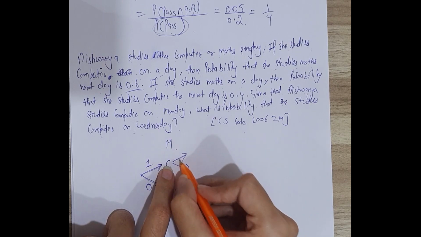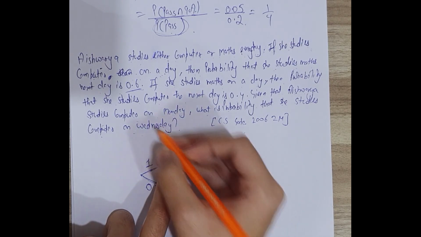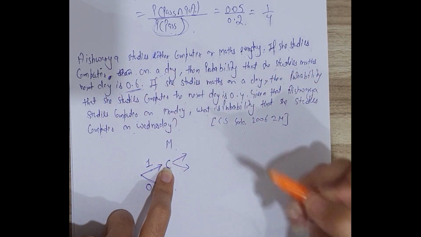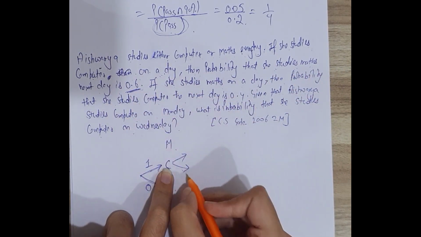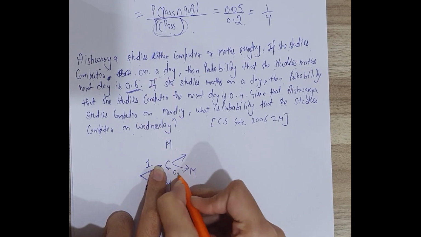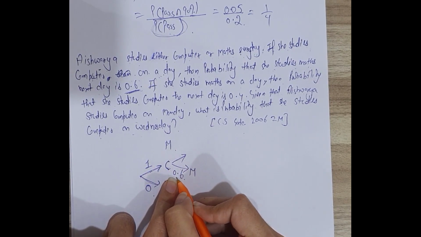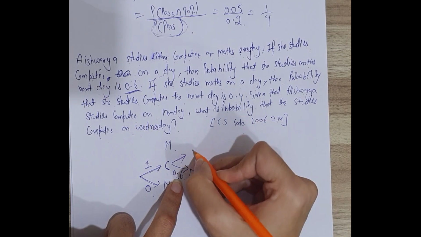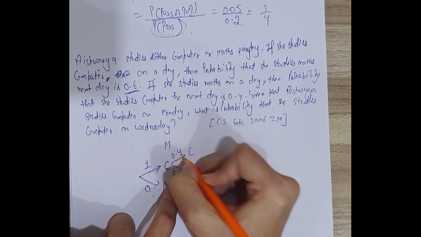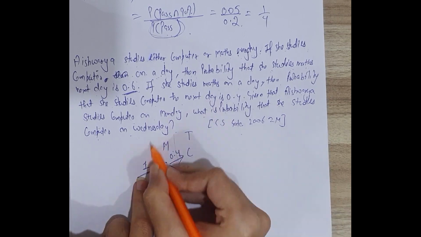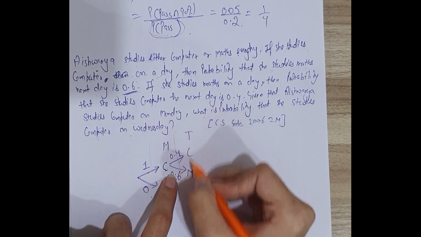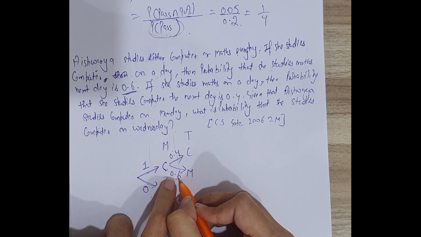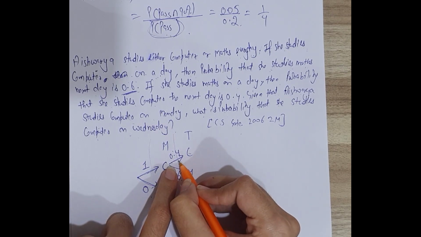As she can study both subjects, if she studies computer, then the probability that on the next day she will study maths is 0.6. If maths has probability 0.6 on Tuesday, then computer will be 0.4. On Monday computer, on Tuesday she can study both subjects. The probability of studying maths is 0.6 and studying computer is 0.4.